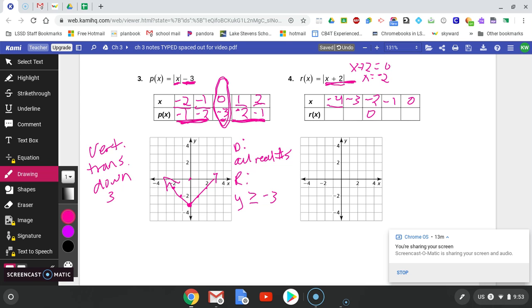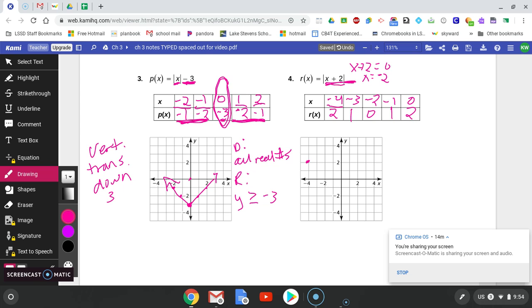Plug in a -4. -4 plus 2 is -2. The absolute value of -2 is 2. Plug in a -3. -3 plus 2 is -1. The absolute value of -1 is 1. Plug in a -1. -1 plus 2 is 1. The absolute value of 1 is 1. And I plug in a 0. 0 plus 2 is 2. The absolute value of 2 is 2. Now it's symmetrical. That looks much better.